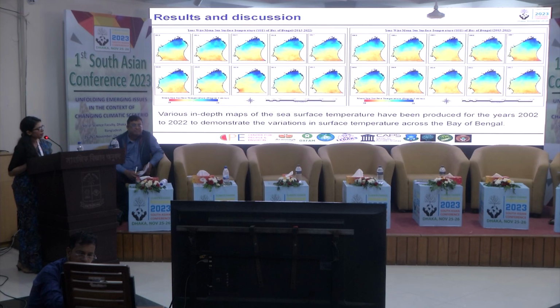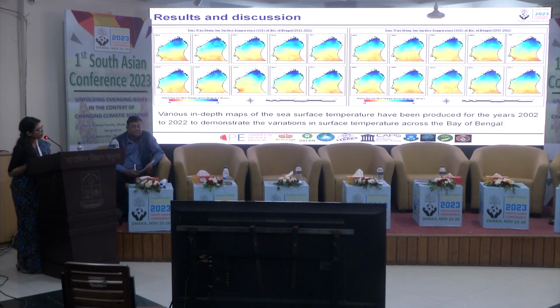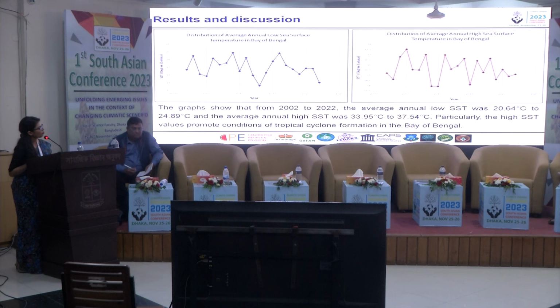This map shows the sea surface temperature data of the Bay of Bengal, and we can see that the continental shelf remains at almost low sea surface temperature, but mainly the northern Bay of Bengal is associated with high sea surface temperature, and this region mainly generates the climatic conditions for tropical cyclogenesis.